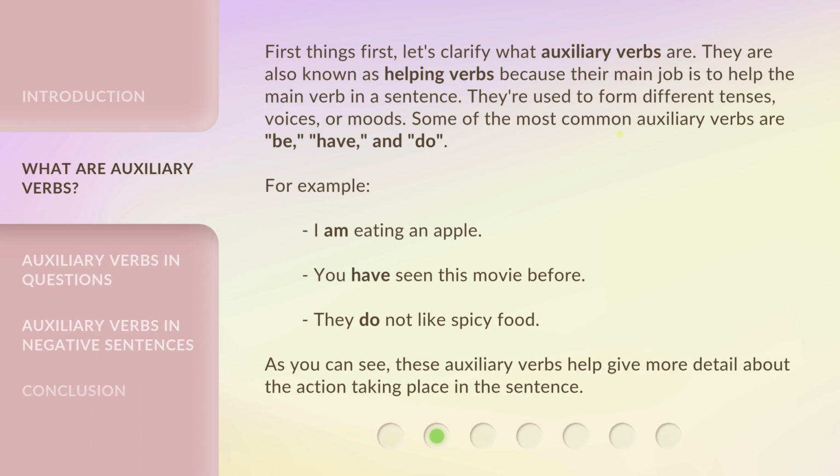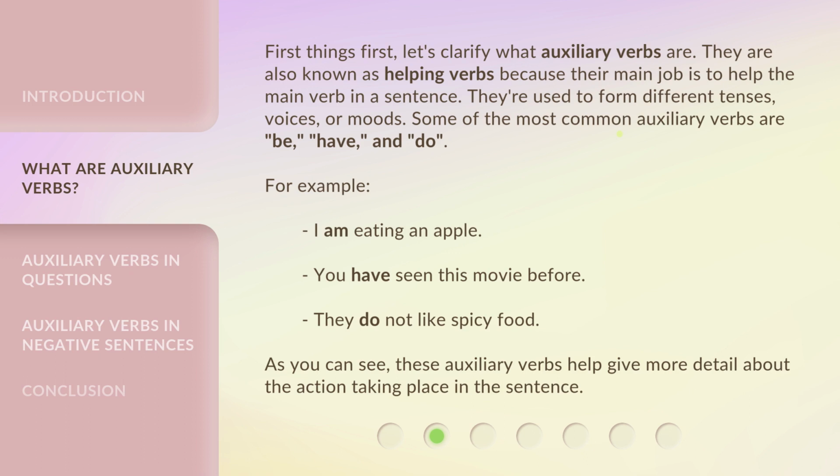First things first, let's clarify what auxiliary verbs are. They are also known as helping verbs because their main job is to help the main verb in a sentence. They're used to form different tenses, voices, or moods. Some of the most common auxiliary verbs are be, have, and do.